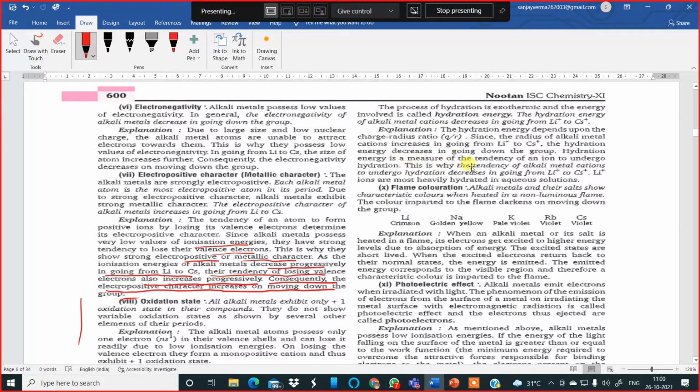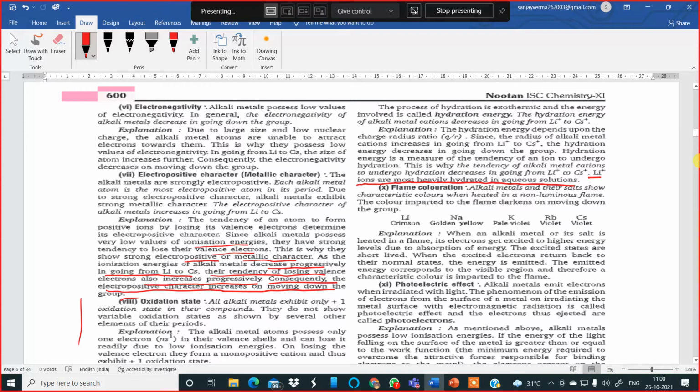Hydration energy is a measure of the tendency of an ion to undergo hydration easily. This is why the tendency of alkali metal cations to undergo hydration decreases in going from lithium to cesium. Lithium ions are most heavily hydrated. Remember this, underline it also. Lithium ions are most heavily hydrated in aqueous solution, surrounded by water molecules.